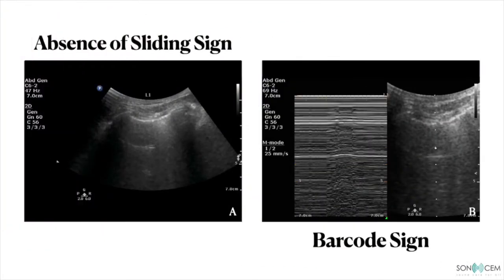Clip A here denotes the absence of sliding signs. There is no shimmering light movement of the pleural line. If we put M mode onto the pleural line, a barcode sign will be produced, as visualized in still image B.